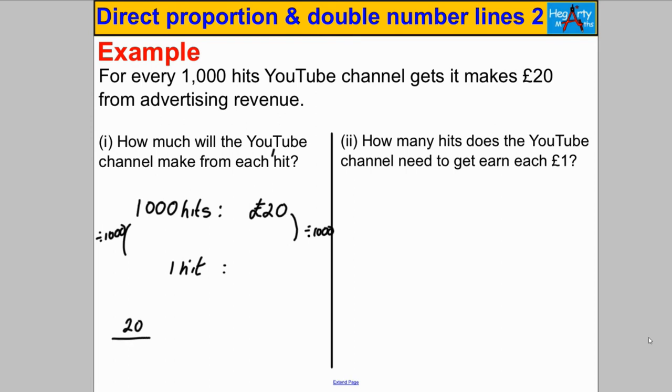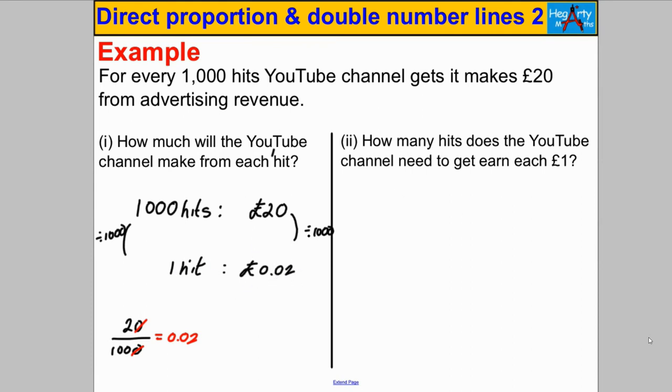Now 20 divided by 1,000, if you're trying to work that out, you could divide the top and bottom by 10, which is the same as 2 divided by 100. And 2 divided by 100 is 0.02. So you can therefore say 1 hit gives you 0.02 pounds. Or for each hit, you earn 2p. You can think of it like that.